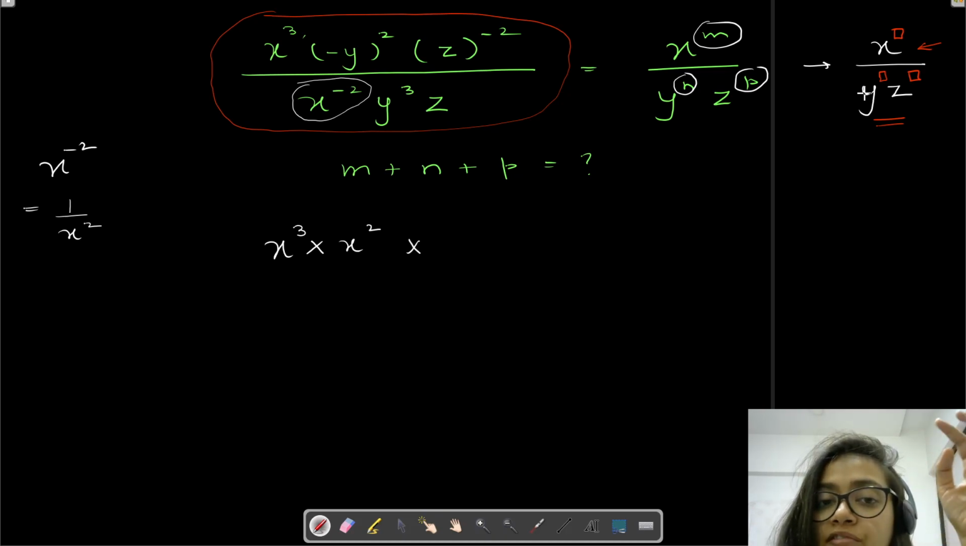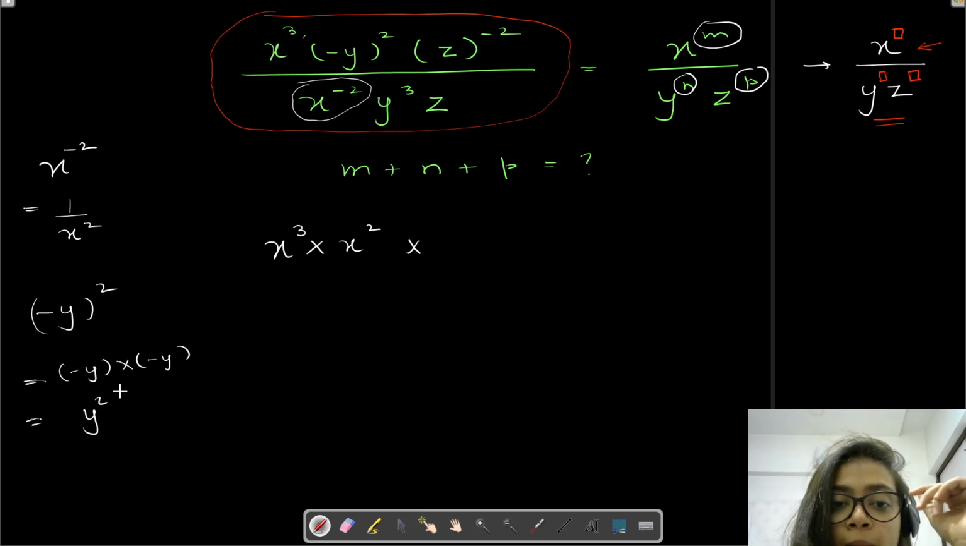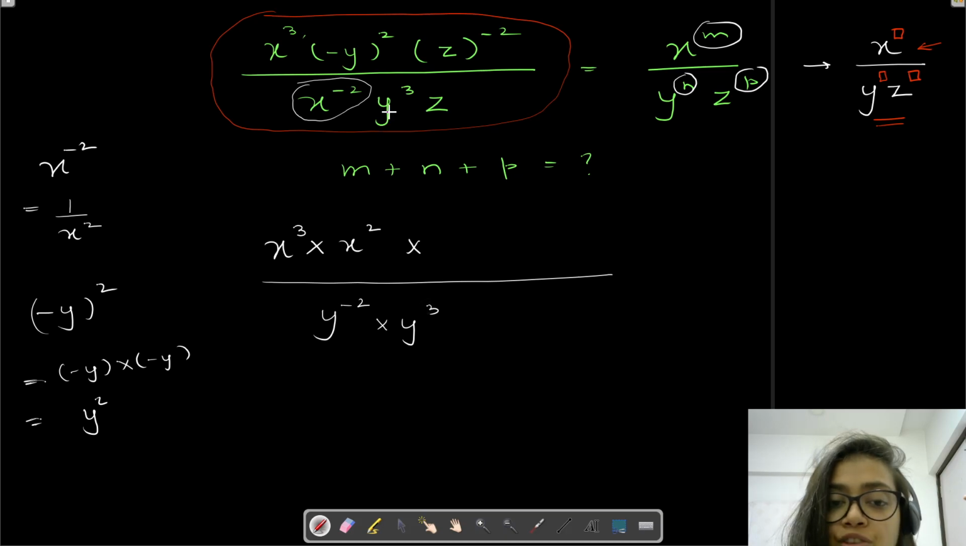Now we want all the y variables in the denominator. So we have negative y square. Now negative y square, this is negative y times negative y, right? So this is y square. But this is in the numerator, we want to bring it in the denominator. So if you bring it in the denominator, the exponent will become negative. So this becomes y raised to negative 2 times y raised to 3. Y raised to 3 we already have.